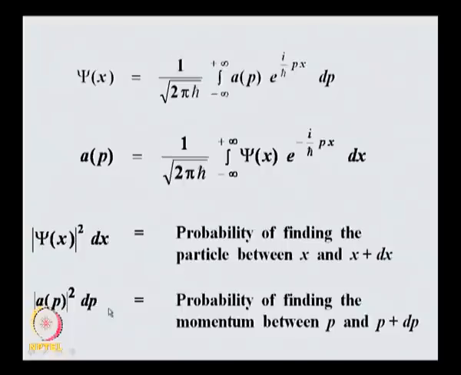We will discuss this a little later, maybe in a turn or two, when we interpret this. This is Max Born's interpretation for the probability density function, and it says that this is the probability of finding the particle between x and x plus dx, and this will represent the probability of finding the momentum between p and p plus dp.